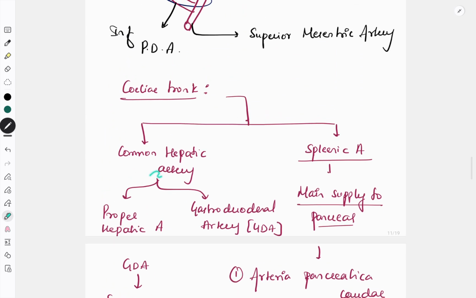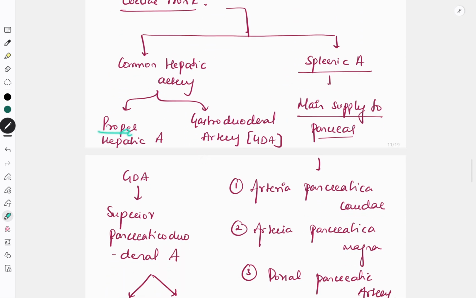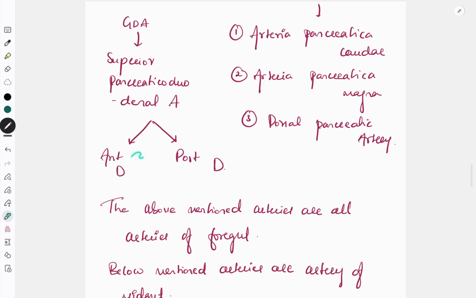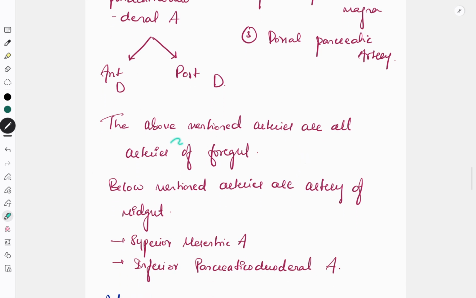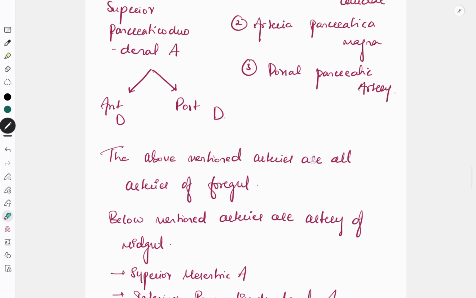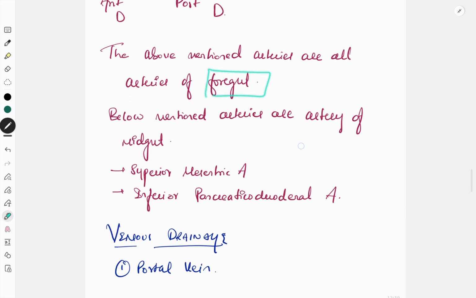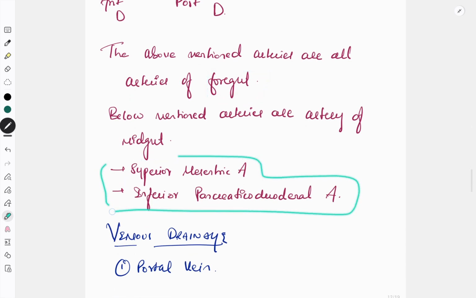From the common hepatic artery, again we have two branches, that is the proper hepatic artery and the gastroduodenal artery. The gastroduodenal artery further divides into the superior pancreatico-duodenal artery, which further divides into the anterior division as well as the posterior division. The above mentioned arteries are all arteries of the foregut. All these arteries that I talked about in this flowchart are arteries of the foregut, and the below mentioned arteries are the arteries of your midgut.